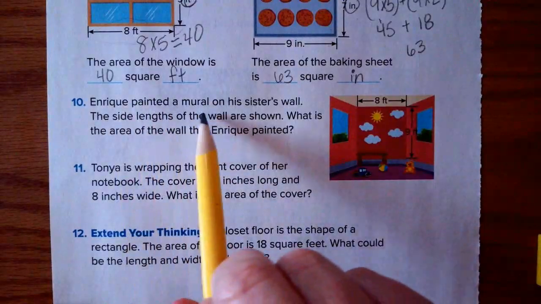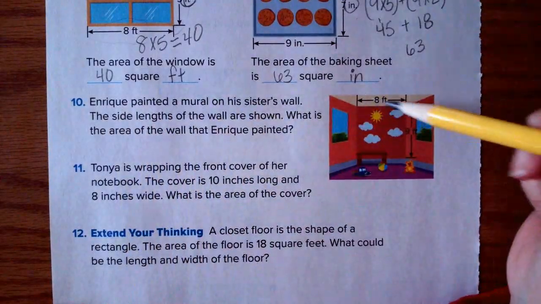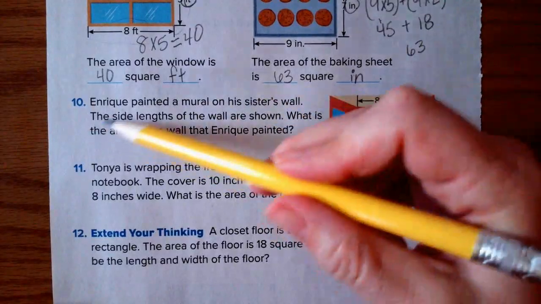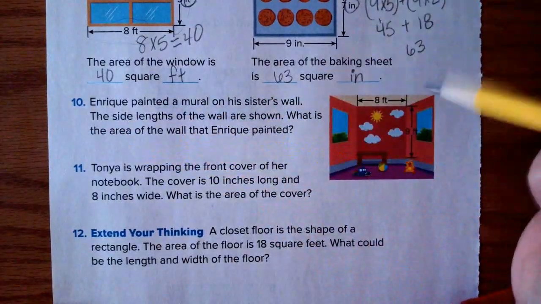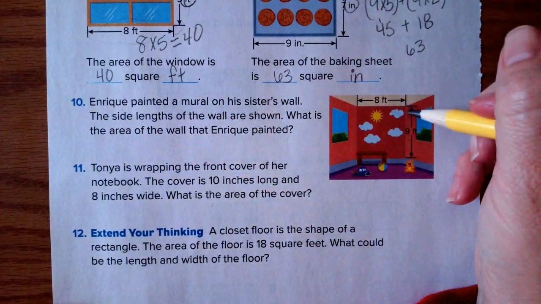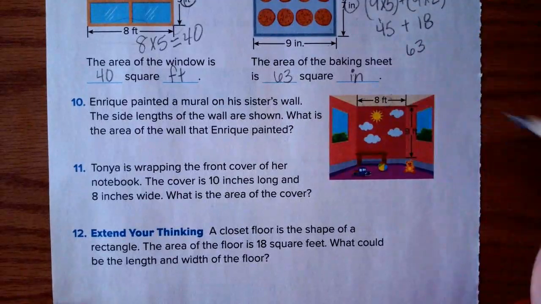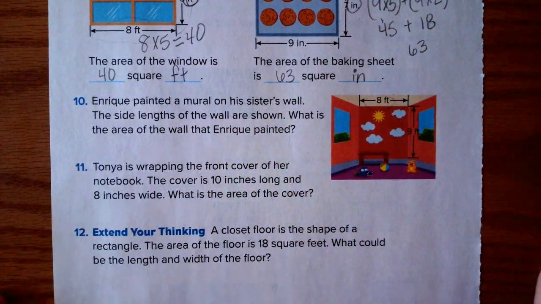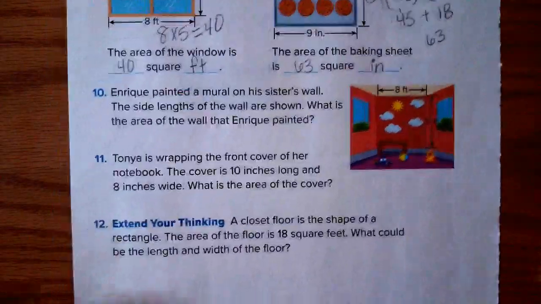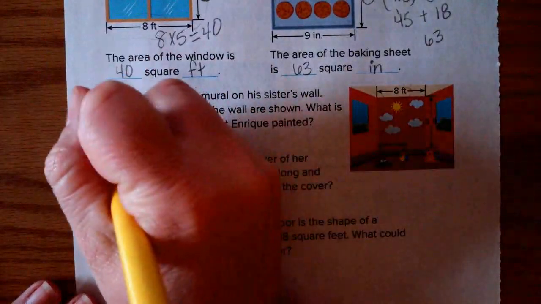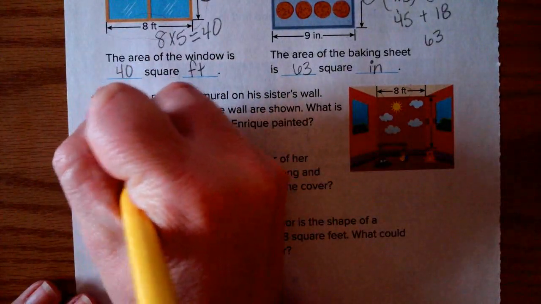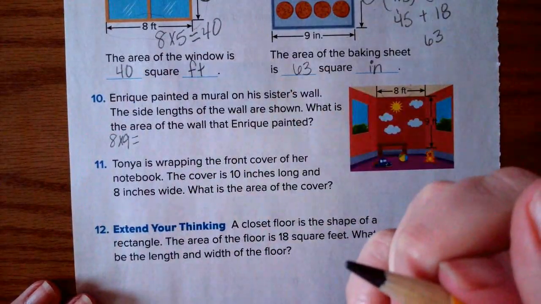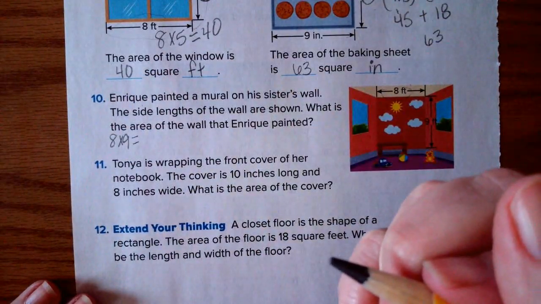Enrique painted a mural. A mural is a picture on his sister's wall. The side lengths of the wall are shown. So it's 9 feet tall and 8 feet wide. What is the area of Enrique painted? Boy, all this room. We've got to do 8 times 9, don't we? Well, we need to break that apart and take it out. Now, there's a couple different ways we can do this.